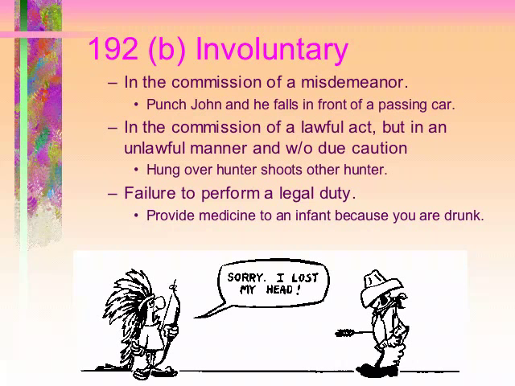Involuntary is where two guys get in a fight, and one guy pushes another one or punches him, and he falls in front of a passing car. Now, he didn't mean for him to fall in front of the passing car. Or it could be a commission of a lawful act, but in an unlawful manner without due caution. A hungover hunter shoots the other hunter because he's hungover and he's still partially intoxicated. Failure to perform a legal duty. Let's say that in the case I talked about, providing medicine to an infant, because you're drunk, you forget to do that and the infant dies.